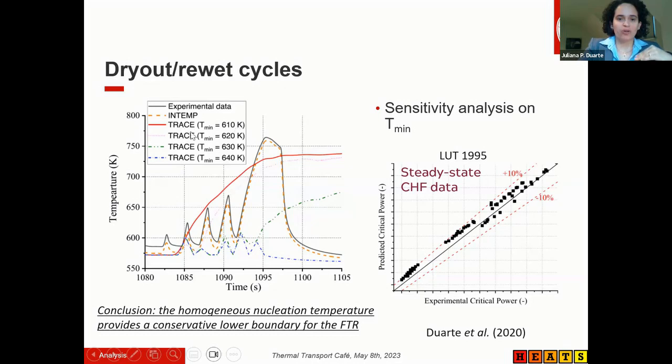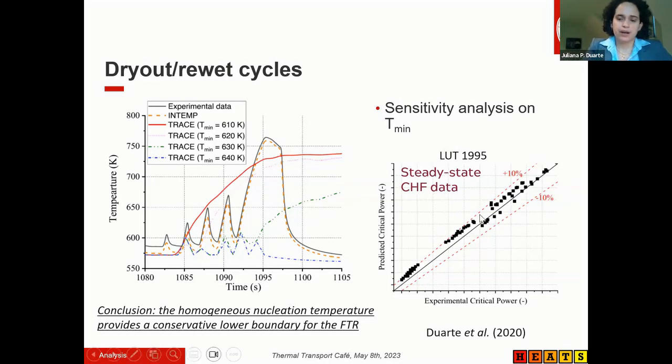And when we use 110 Kelvin, we predict the failure to re-wet a few oscillations before. If you use 620, you're going to predict the failure to re-wet closer to the experiment. But if you're using 30 Kelvin degrees, 30 Celsius degrees more, you don't predict that failure to re-wet at all. So you're not being conservative anymore. And these are close numbers, but the correlations' uncertainty is even higher than that.